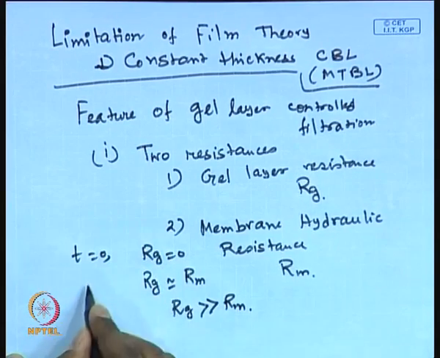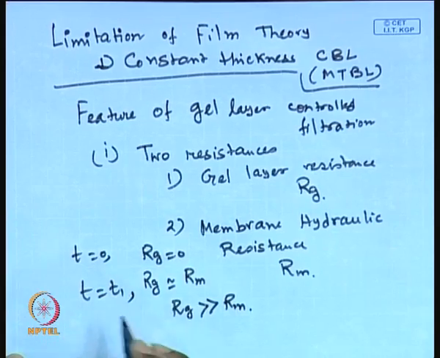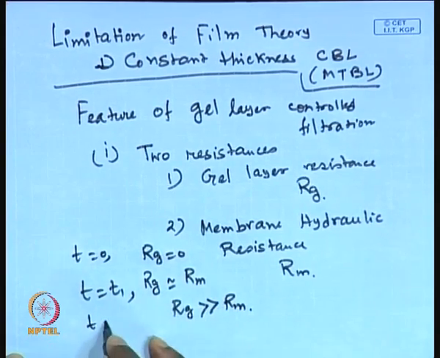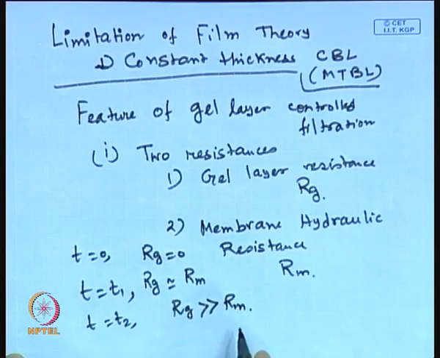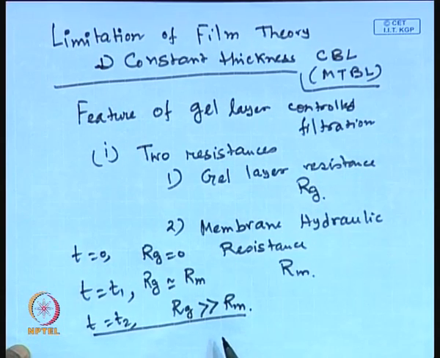At t is equal to 0, RG is equal to 0. At some time t1, RG becomes almost the same order of magnitude as RM. For t is equal to t2, RG becomes much greater than RM. So when you almost reach the steady state, that means when you reach almost the end of the operation, there is no existence of membrane. Basically, the gel layer resistance becomes the controlling one, not the membrane resistance.